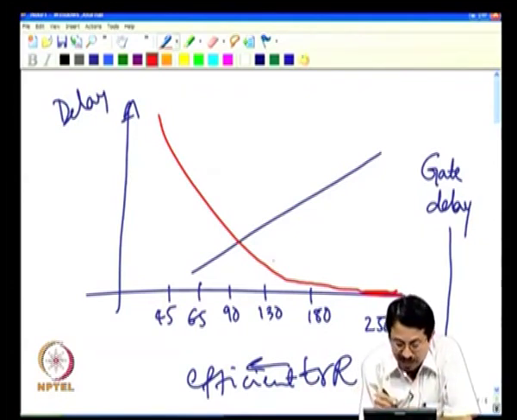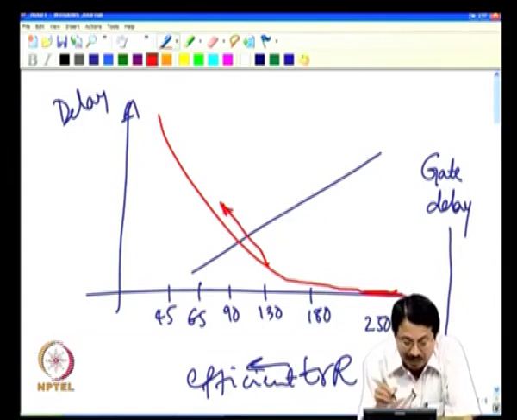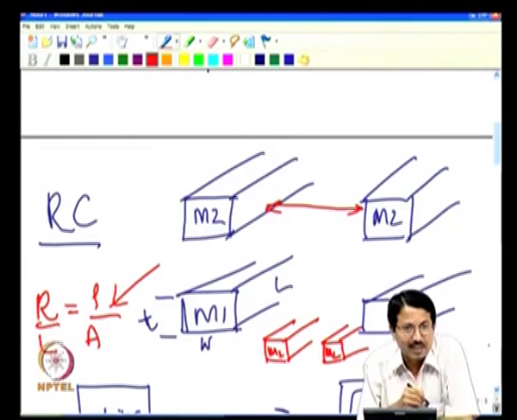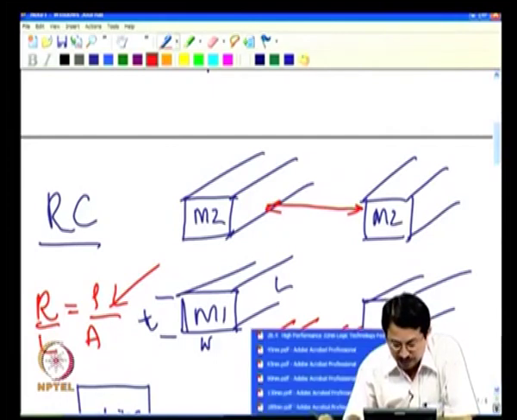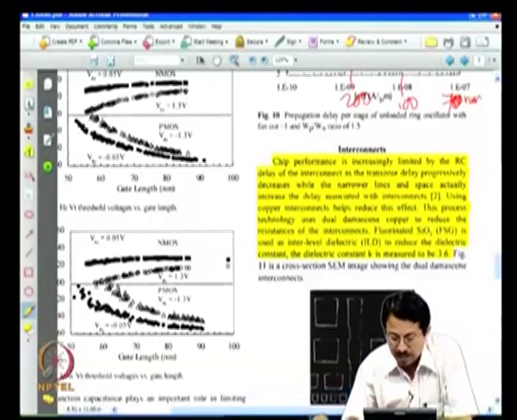And hence you see that in this technology there are a lot of things that are being done to minimize R and to minimize C. In the previous paper we saw fluorine was doped to minimize capacitance, and in this technology aluminum is replaced with copper because copper has lower resistance compared to aluminum. RC delay becomes much better, and that is exactly what is done here.